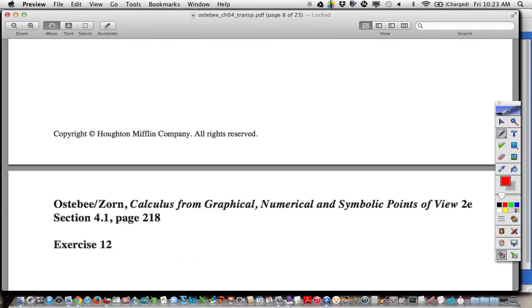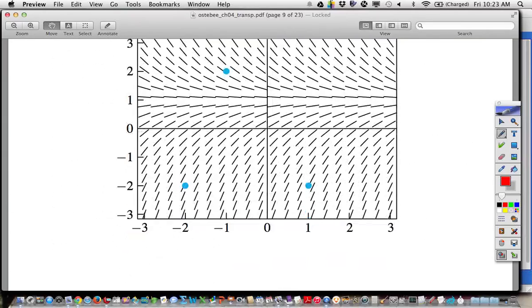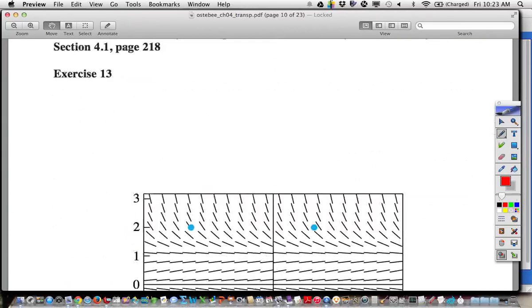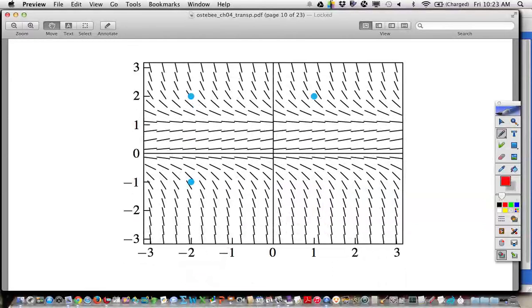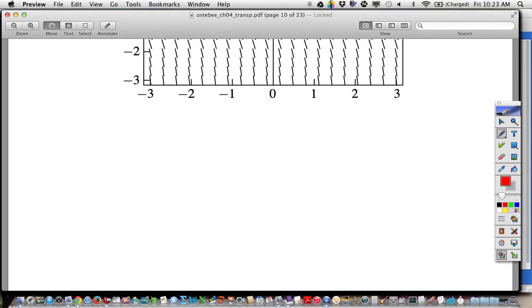Now, this would be a pretty easy one to draw, I would think. This one's pretty easy. To me, this one's just going to come down and then level off right in here, right? Kind of a horizontal asymptote situation. This one's going to come up and level off there.